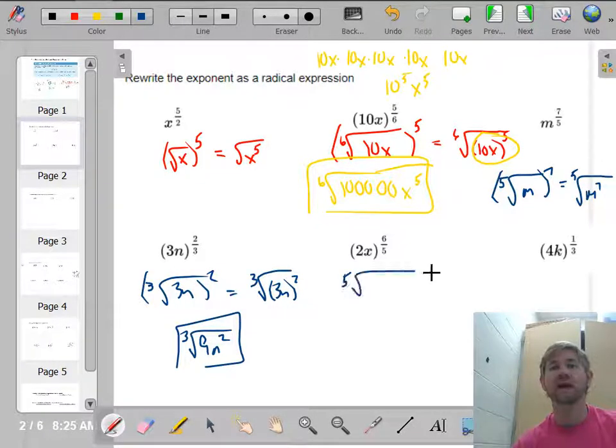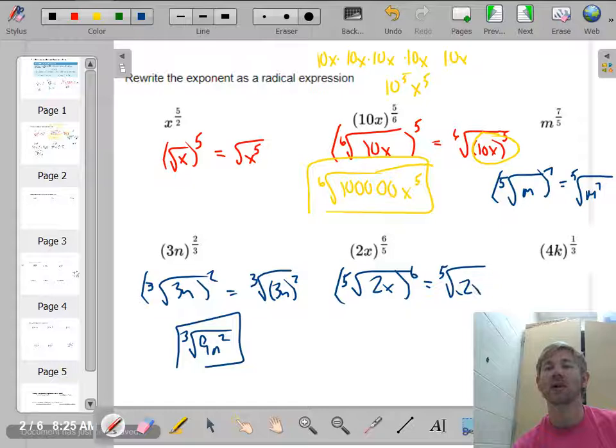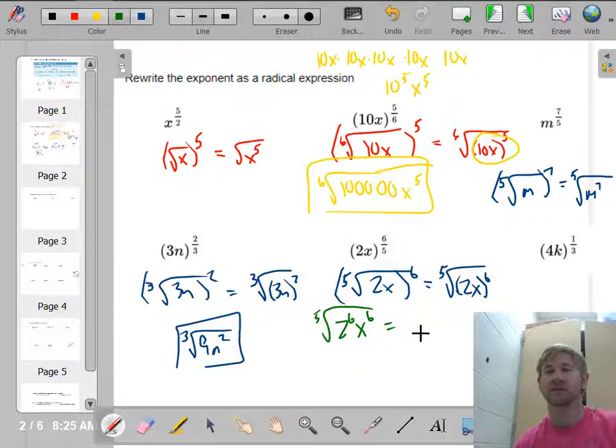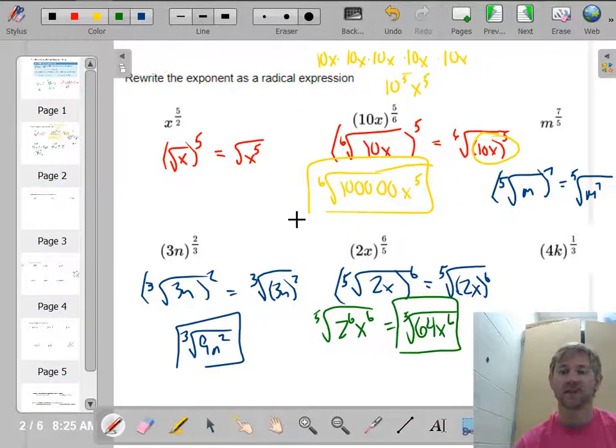The 5th root of 2x all to the 6th power, or the 5th root of the quantity 2x to the 6th power. So you can simplify that. That'd be 2 to the 6th, x to the 6th underneath. And 2 to the 6th, 2, 4, 8, 16, 32, 64, is 64. So 64x to the 6th, that's the 5th root of 64x to the 6th.